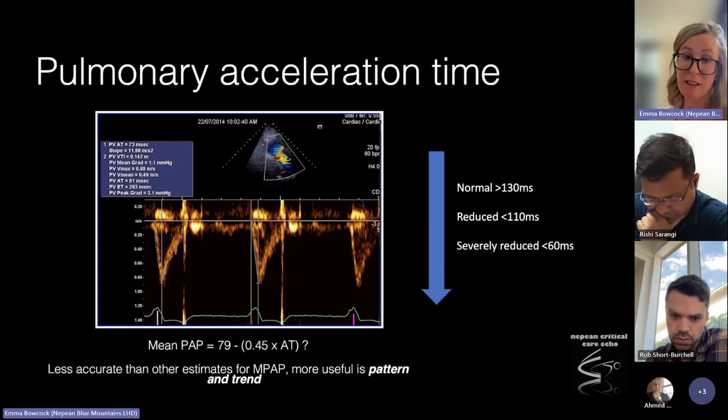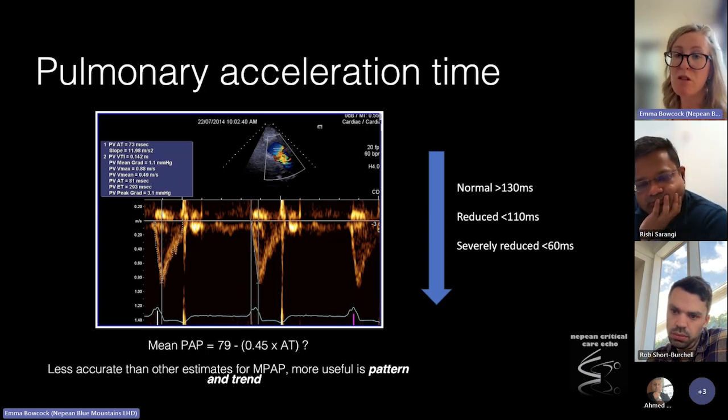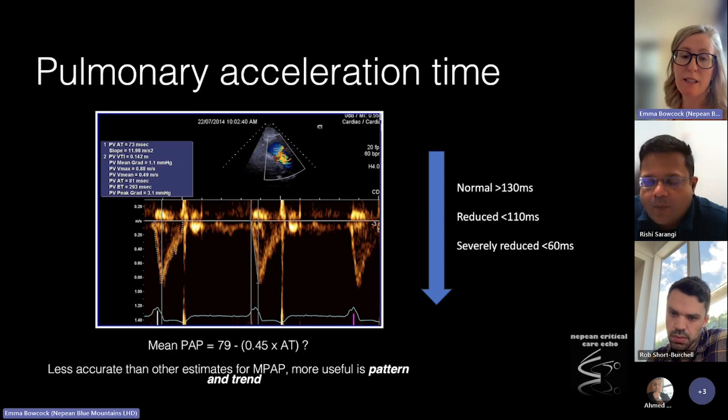It hasn't been validated in critically ill patients. It's got reasonable validation in outpatient settings. And these are sort of, depends what you read in terms of cutoffs. Normal is more than 130 milliseconds. When you get towards less than 110, it's reduced. Less than 90, significantly reduced. There's reasonable evidence showing that less than 90 milliseconds is associated with PVR of more than 3 Wood units, so significantly elevated PVR. A big Scandinavian group looked at that, which is quite a nice study.